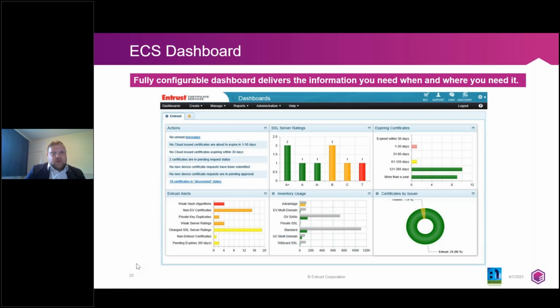Prioritizing work is important, especially as the growth rate of SSL certificates is exponential. And so, with all these various data points, administrators can stay in front of the latest vulnerabilities as well as the evolving SSL standards. Next slide.